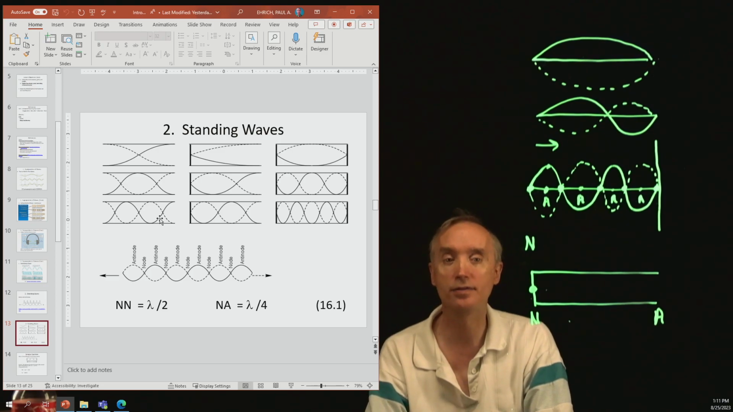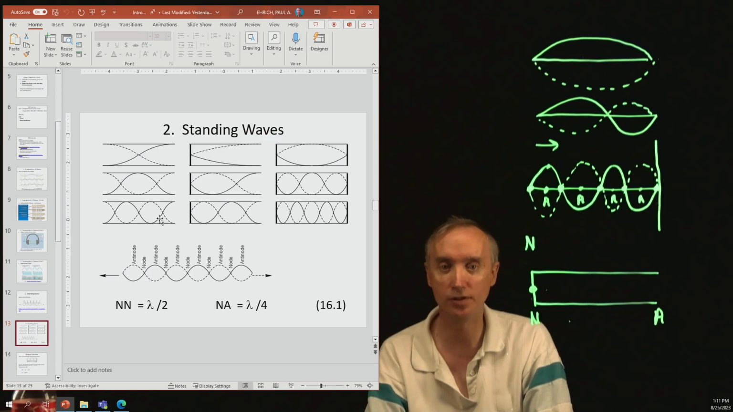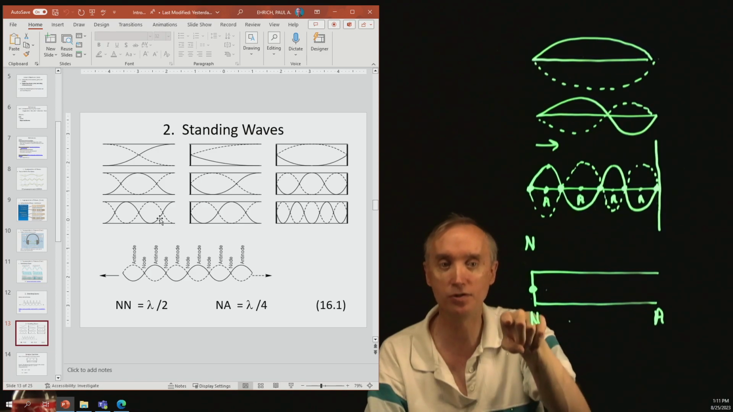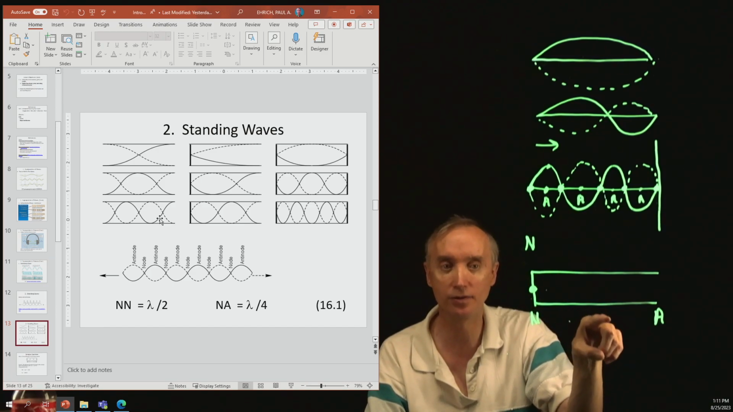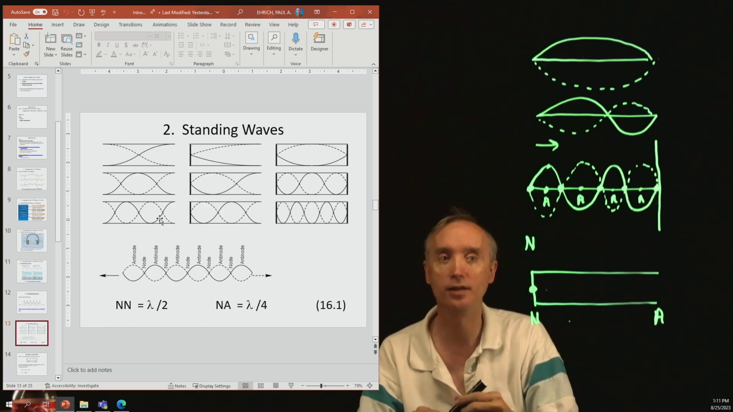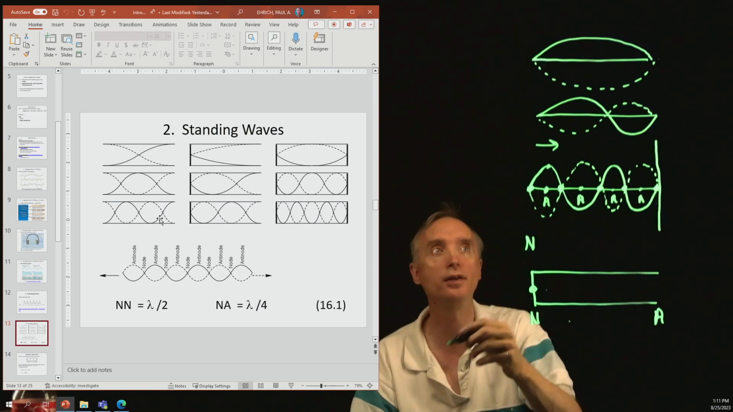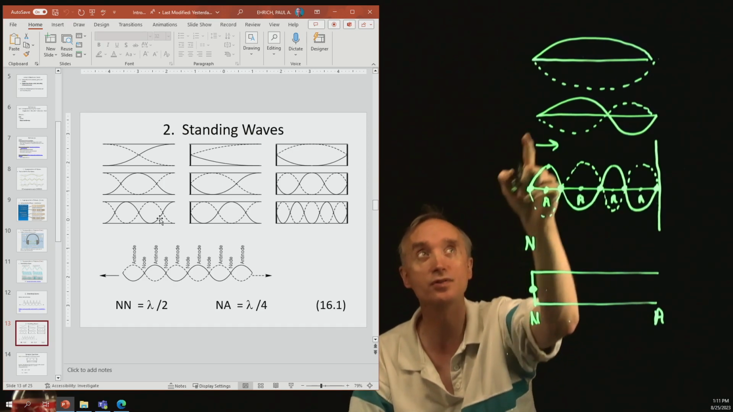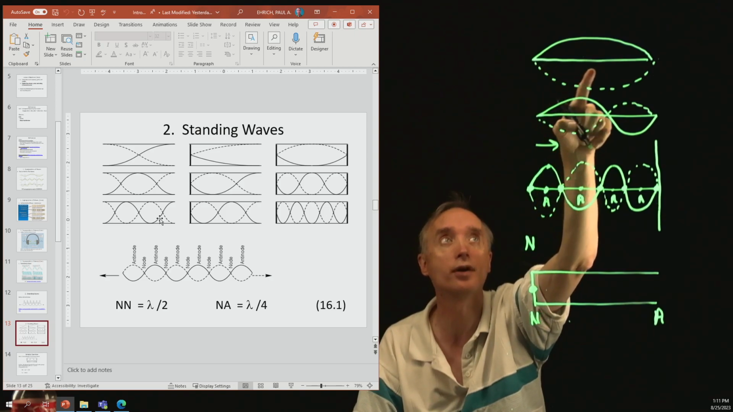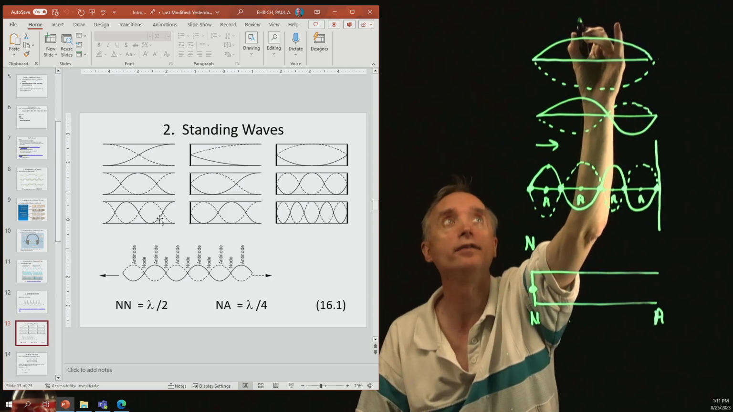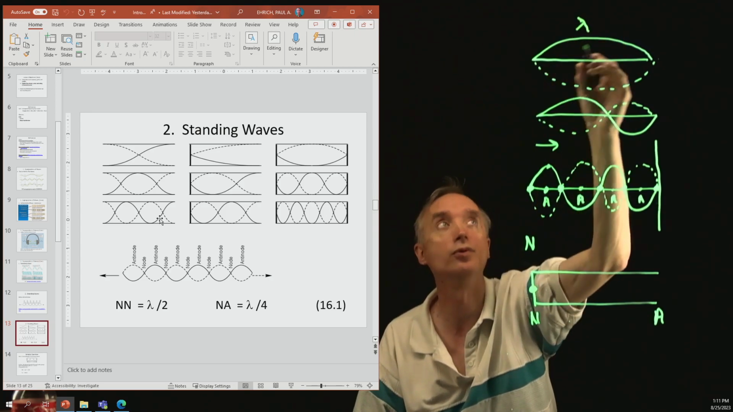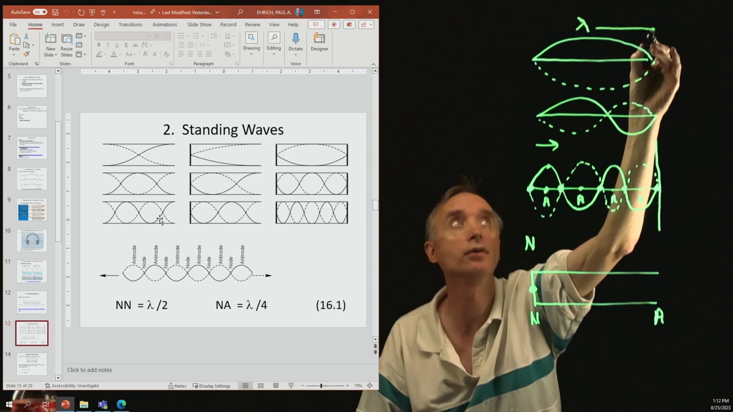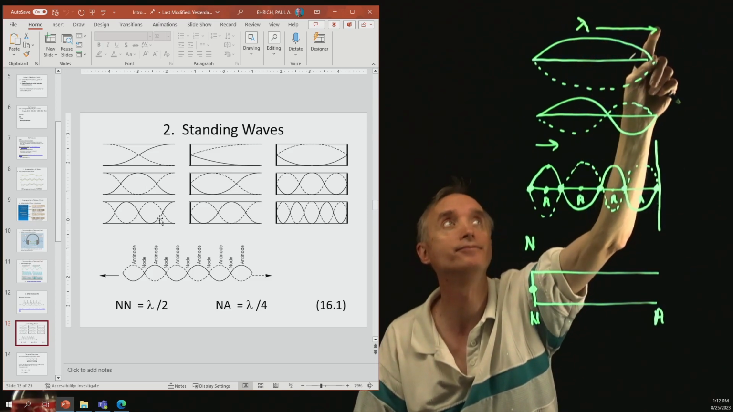It turns out that there's a relationship between the distance between nodes and the wavelength. So let's illustrate this over here. Actually, let's just do it for this one right here. So the wavelength lambda would be the distance from here. No, I'm sorry.